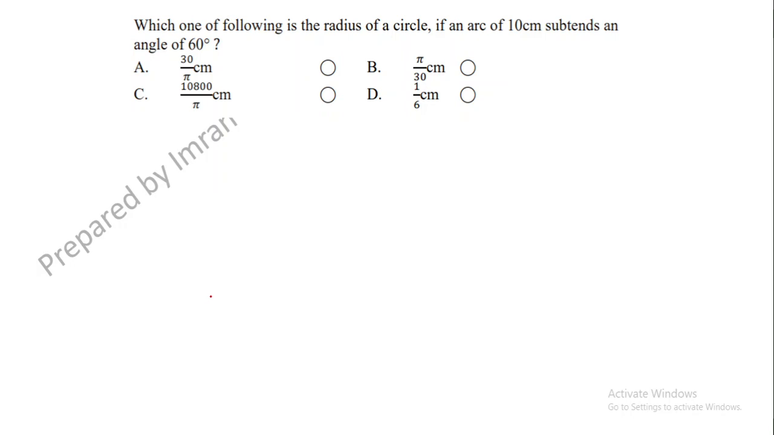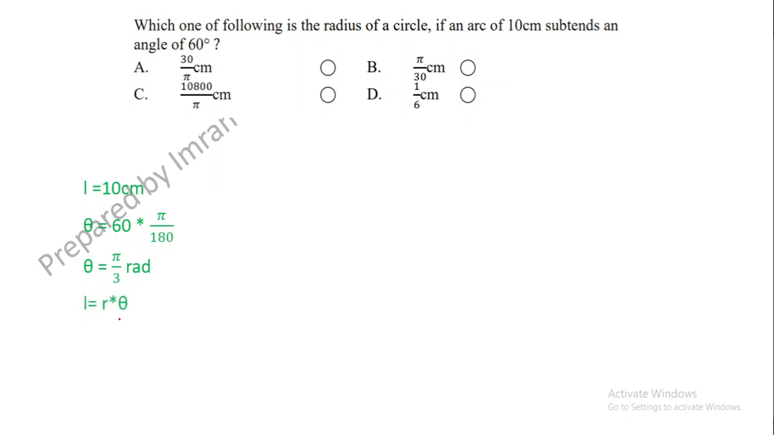He says, which one of the following is the radius of a circle if an arc of 10 centimeters subtends an angle of 60 degrees? Radius you have to find out. Use L is equal to r theta. What are the information given to you? 10 centimeter length. Theta is given in the form of degree, must convert in the form of radian. So 60 multiplied with pi over 180. When you multiply them together, pi over 3 radian. So theta is equal to pi over 3 radian.